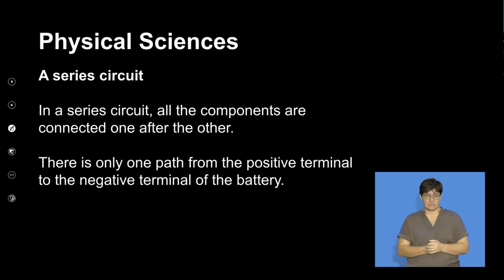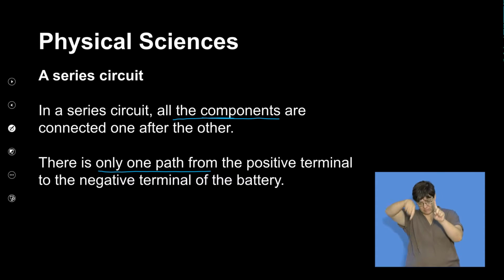Right, so in a series circuit, all components are connected one after the other. This is how exactly you identify a series circuit. If one component is connected next to another, then we're saying that it's a series. But also, more importantly, in a series circuit there is only one path from the positive terminal to the negative terminal of the battery.